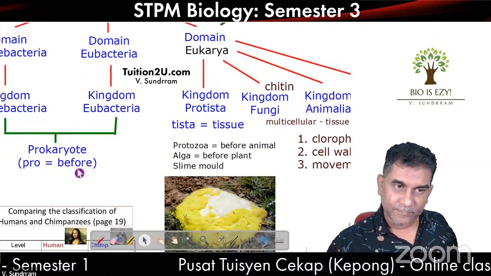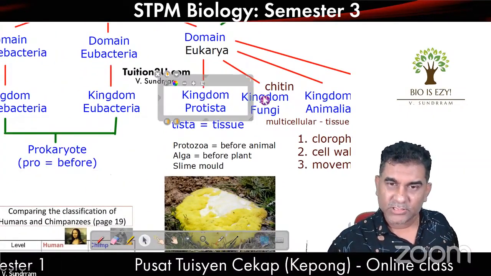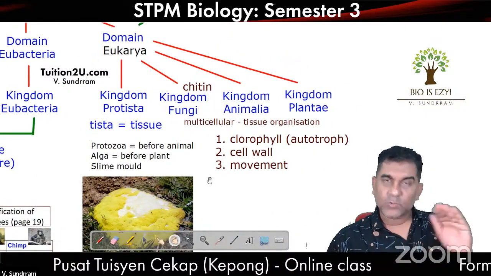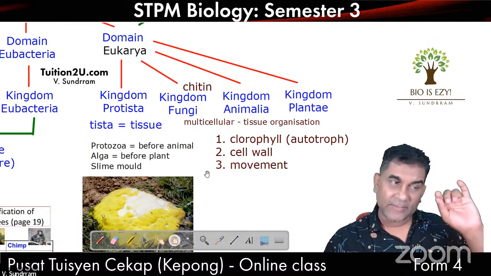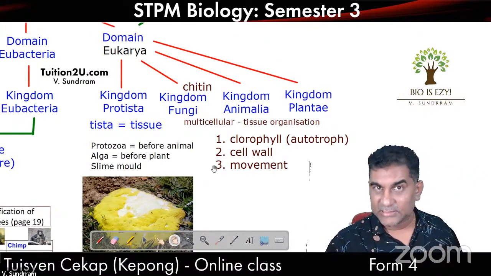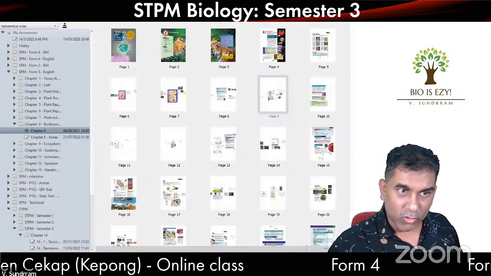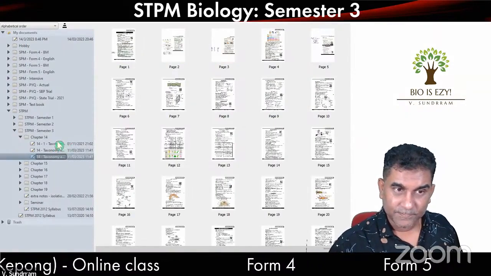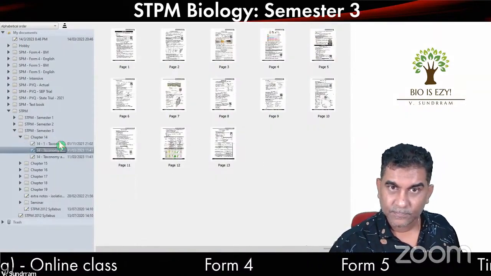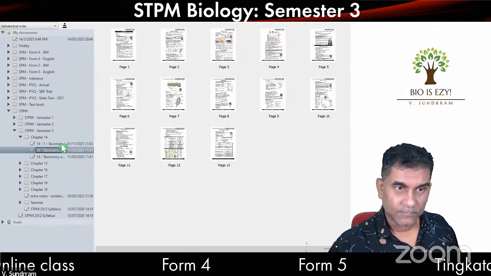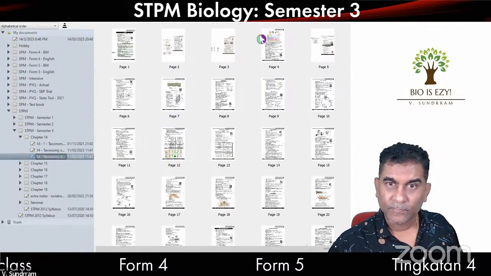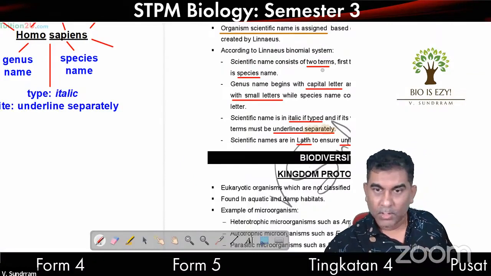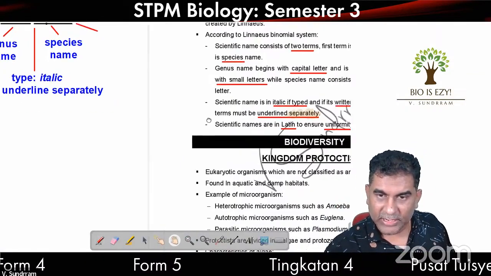Prokaryote, Protoctista, fungi, Animalia, and also Plantae. Each one of them, we need to explain the phylum. What is the characteristic of the phylum? So I'll go back to Form 6 notes. Okay, so we are now here, under biodiversity.